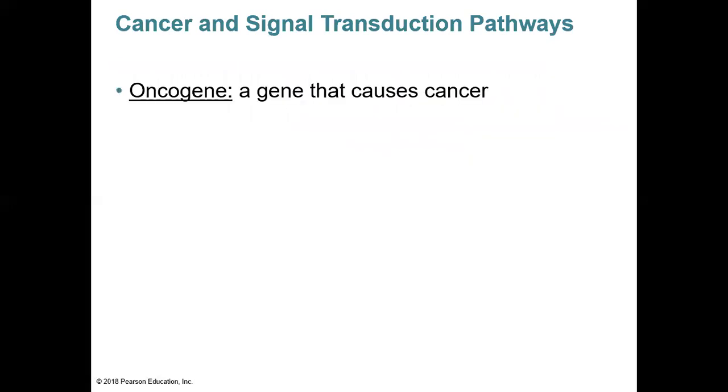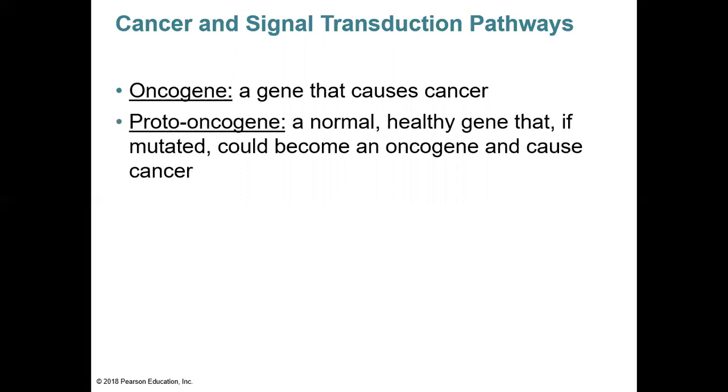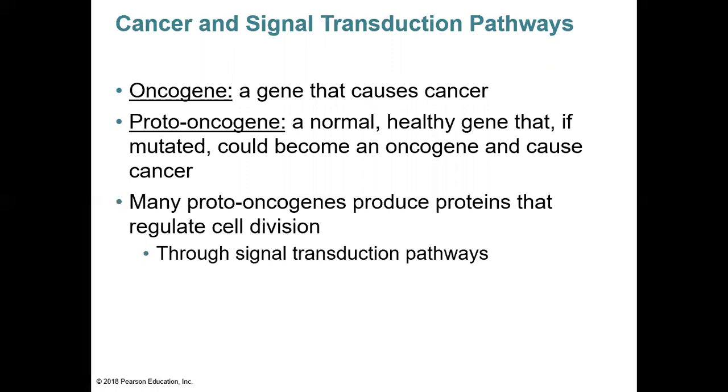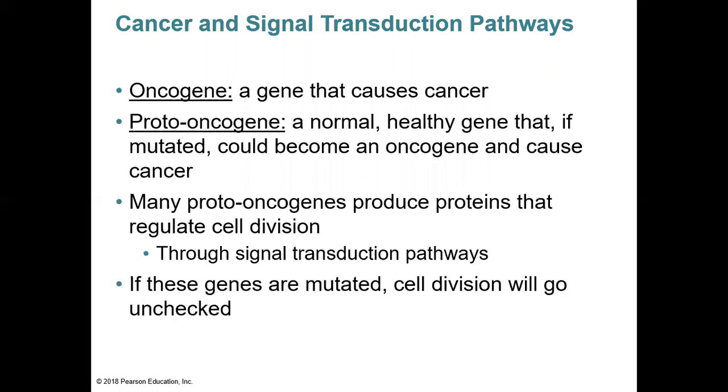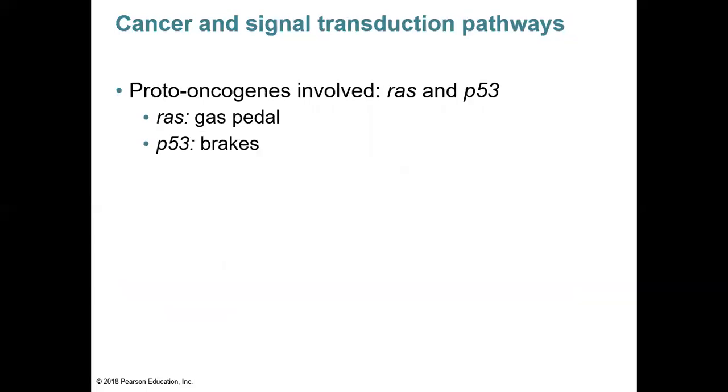An oncogene is what we call a gene that causes cancer, and a proto-oncogene is a normal healthy gene that, if it's mutated, could become an oncogene and cause cancer. Many proto-oncogenes produce proteins that regulate cell division through signal transduction pathways. And if these genes are mutated, cell division will go unchecked. It will just keep dividing and dividing and dividing. Then we've got our tumor.